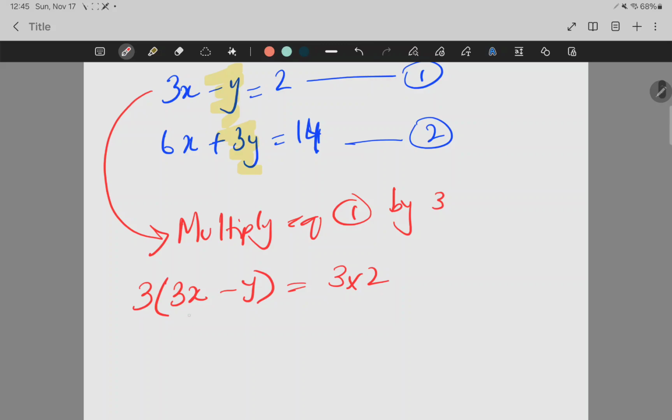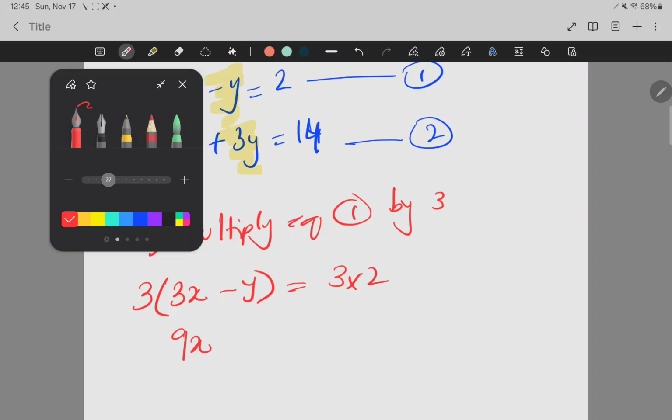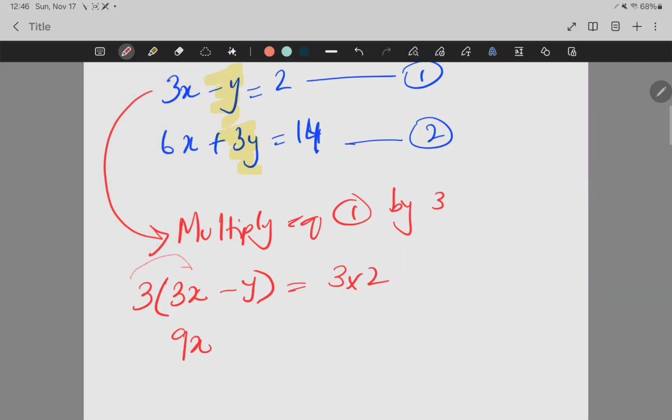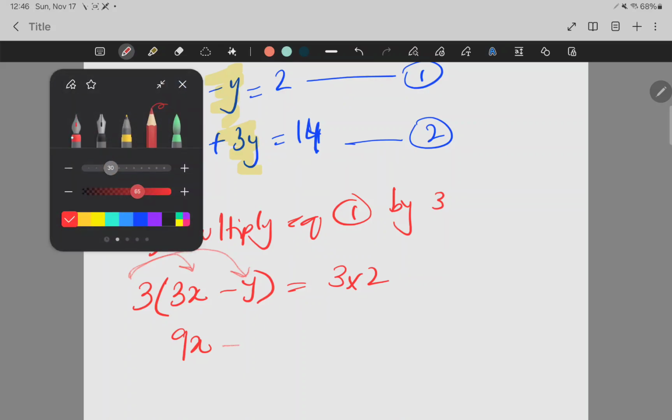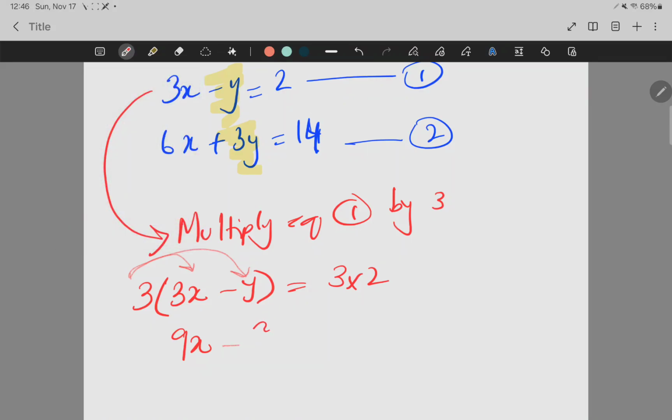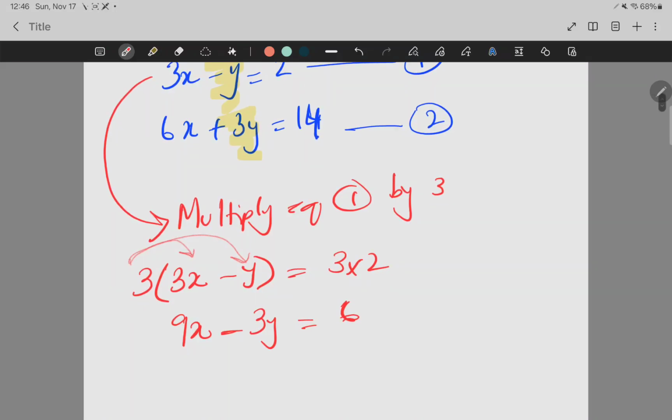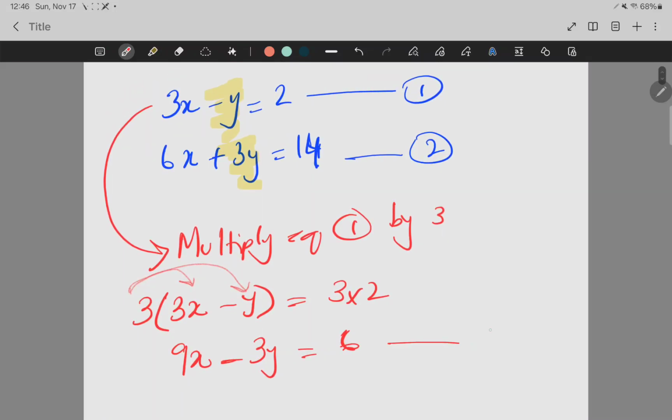And then we're going to multiply. 3 times 3 is 9x. And this is what we do. We take this, multiply with this. We take this, we multiply with this. Minus 3y. So 9x minus 3y equals 6. This is a brand new equation, so let's just call it equation 3. And if you remember, we took equation 1 and we altered it to equation 3 over here.